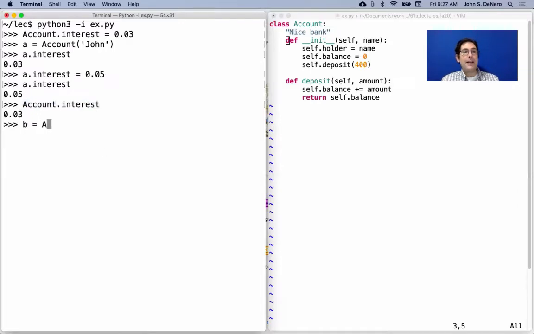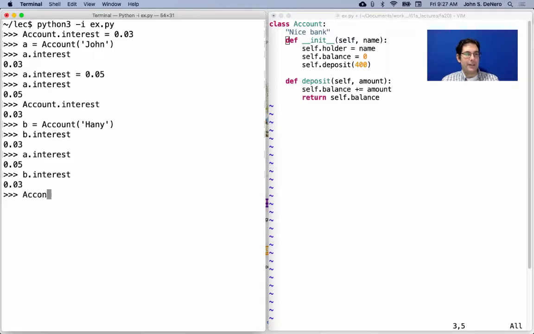If I made a new account at this point, its interest rate would be whatever the class's one was, because B doesn't have its own instance attribute. Let me pause there, and then I'll answer your final question. I think your final question was, is there some way to get A to behave like all the other accounts? Right now, A has a different interest rate than all the other accounts. Could we make it go back and use the class instead of the instance?